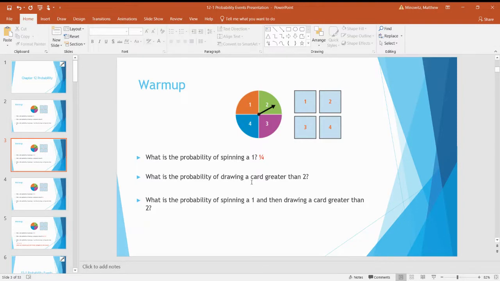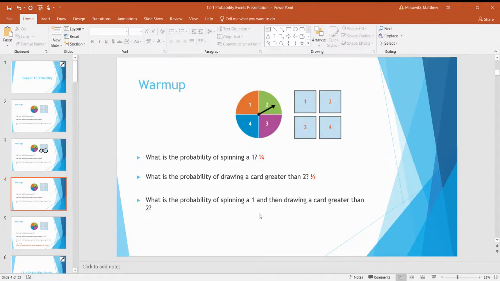Now the second is draw a card greater than 2. So which cards are greater than 2? Maybe I circle them. Maybe I write them down and see that 2 out of my 4 cards are greater than 2. So that's my probability. And I like to simplify my fractions. And sometimes the problem will tell me to write it as a decimal or as a percent. So right now, I'm just going to leave most of them as fractions.